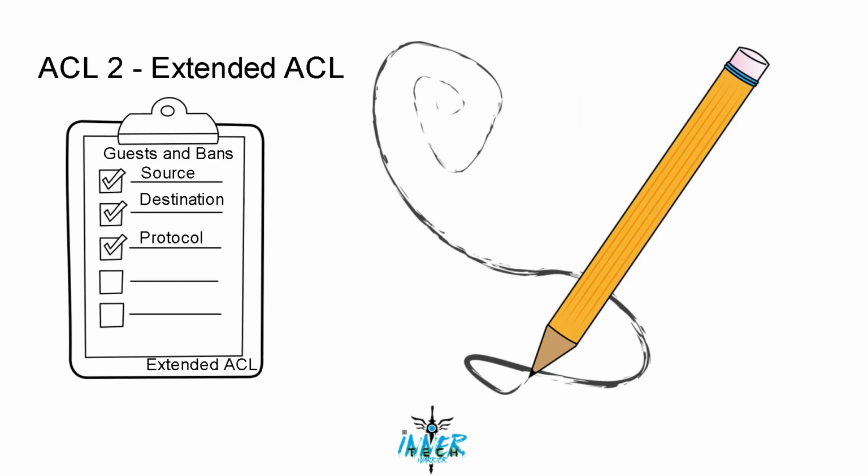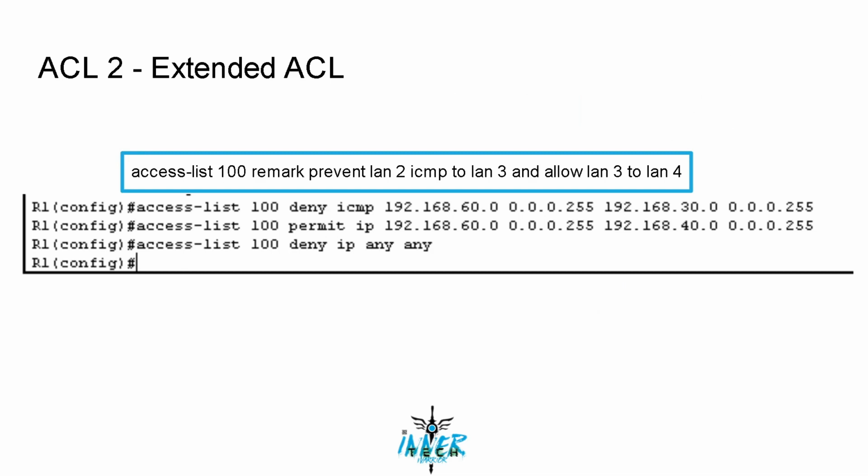Okay, now let's build out this extended ACL. First, we'll start with a remark statement. As this is an extended ACL, the access list number needs to be between 100 and 199, or between 2000 and 2699. So the command here we're using is access list 100 remark prevent LAN 2 ICMP to LAN 3 and allow LAN 3 to LAN 4.